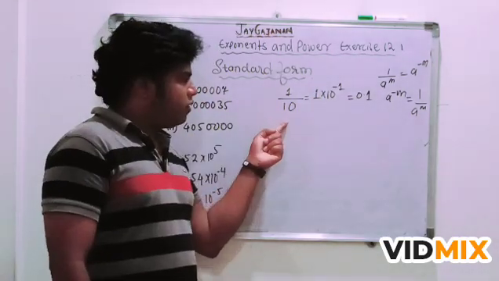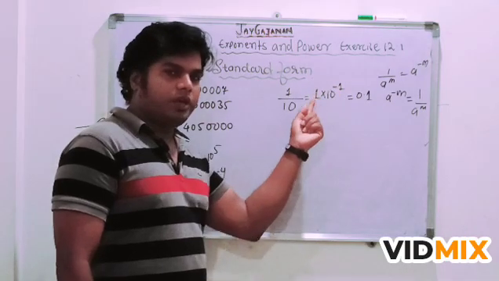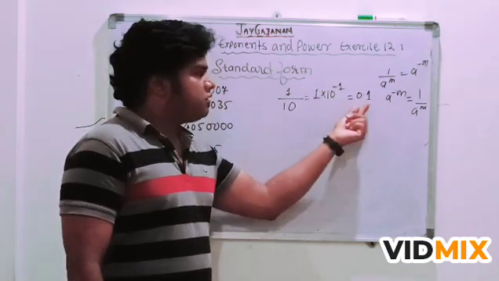1 upon 10 is equal to 0.1, that we all know. But if we take the 10 to the numerator, it will become 10 inverse. So 1 into 10 to the power minus 1 is equal to 0.1.